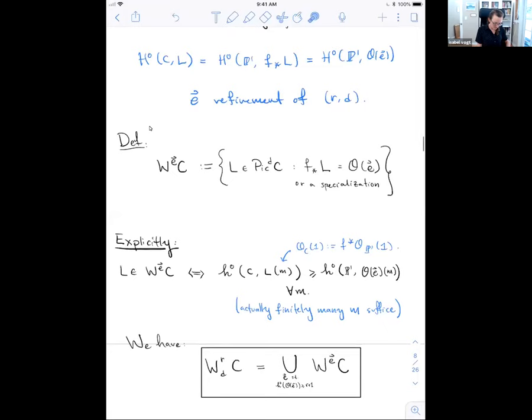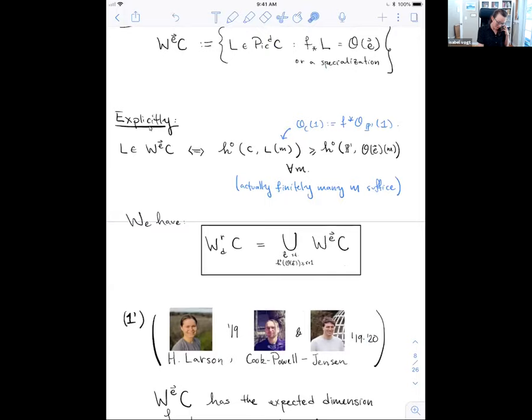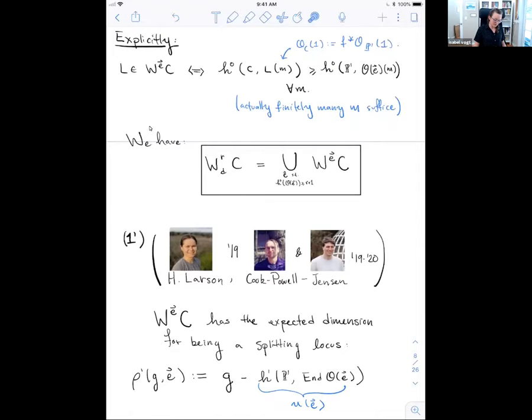Having made this definition, it was really a big insight of Hannah Larson in her paper in 2019 that we don't really understand the dimensions of these components of W^R_D thinking about them just as Brill-Noether loci. However, they're completely explained by thinking about them as splitting loci. So it's not that they have the wrong dimension, it's that we were doing the wrong dimension estimate. They actually have the correct expected dimension for being a splitting locus, which is g minus the expected codimension by deformation theory of vector bundles on P1, which is h1 of End O of E. I'm going to call this quantity u of E, the expected codimension. And they do in fact have the expected codimension.